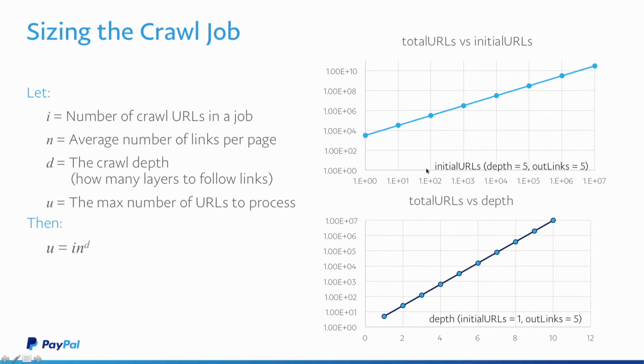On the other hand, if you only start with one seed URL, but you follow the URLs 10 levels deep, you are talking about 10 million URLs. So it's a 1 to 10 million expansion.